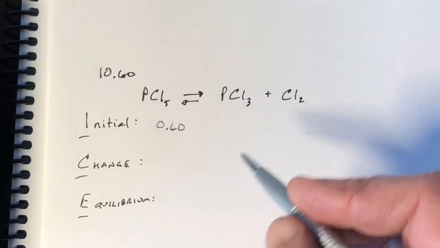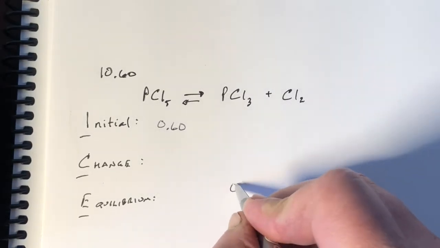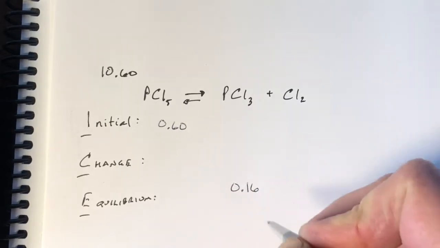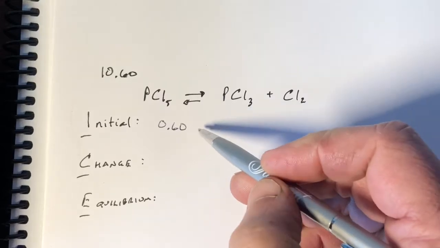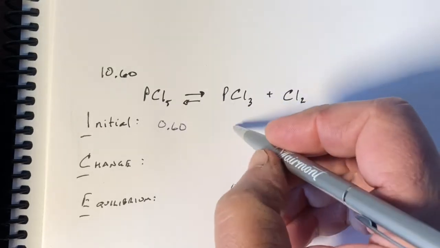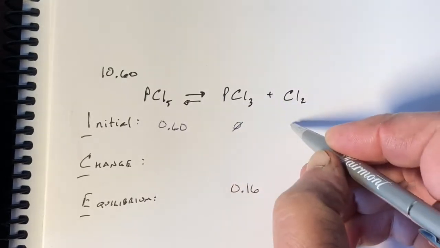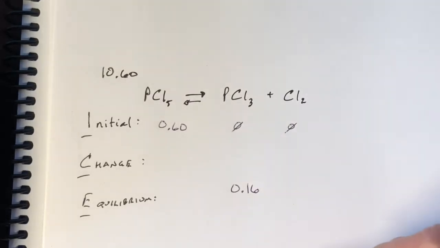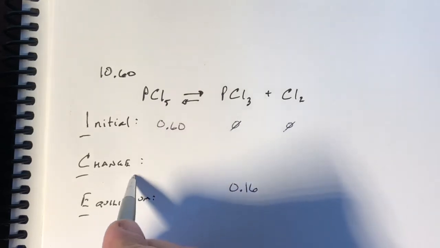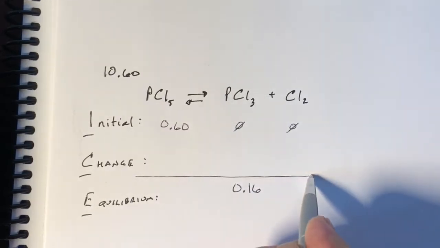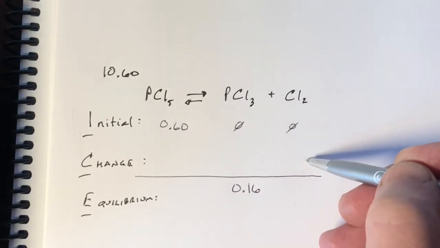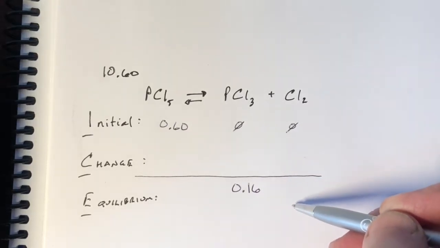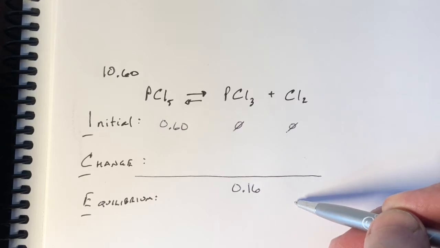Then they tell us at equilibrium we have 0.16 moles of PCl5. So initially the only thing we had was the PCl5. It doesn't say it, but that means there's none of the PCl3 or the Cl2. Again, what we care about is that whatever we started with, a difference applied to it tells us what our final amount is, or our equilibrium amount.